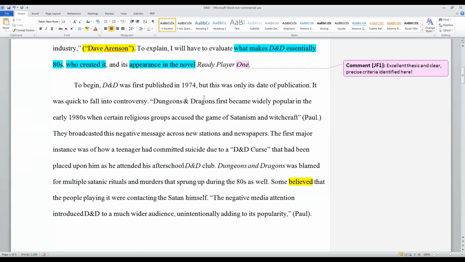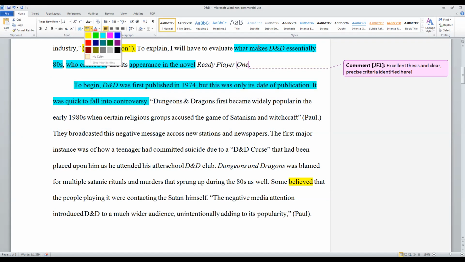And she says, to begin with, it was first published in 1974, but this is only the date of its publication. It was quick to fall into controversy, though. Dungeons and Dragons first became widely popular in the early 80s when certain religious groups accused the game of Satanism and witchcraft. And we get not only a reference back to her first point, so she clearly identifies the path, the direction that this analysis is going to take. And then she also gives another quotation here to sort of build up the ideas, because most people probably aren't going to associate Dungeons and Dragons with the sort of satanic panic of the early 1980s, but it was a very real phenomenon that actually boosted the game's profile in society for negative reasons, perhaps, but nevertheless, in this case, at least, there was no such thing as bad press.